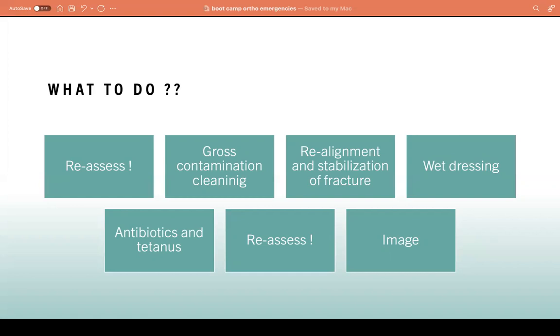Make sure that the patient has received the appropriate antibiotic according to the fracture energy and the Gustilo classification, and make sure that he received the tetanus as well. And after you do all that, go and reassess again. Reassess the neurovascular status, reassess the wound, reassess the patient's pain. Then you can proceed to whatever imaging you want to do.